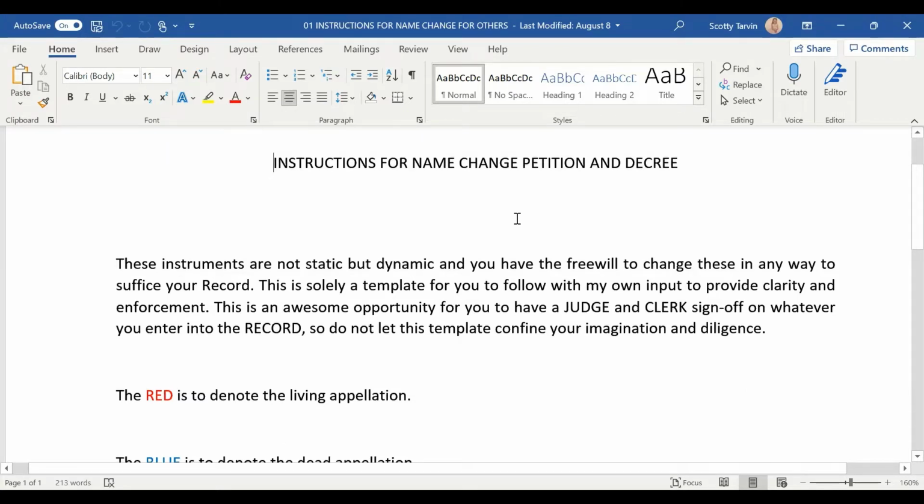So basically, the instruments that I'm going to show you, which will be the petition and the decree, are not static instruments. They're dynamic. You can change them at will, and you have free will to change them any way to suffice what you want to do with them and what your goals are. This is just a template for you to follow, nothing more than that. But this is an opportunity to have a judge and a clerk sign off on whatever you enter into the record. So don't let this template confine your imagination and diligence to achieve what your goals are.